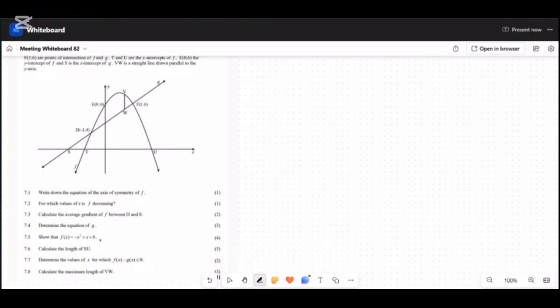All right. So determine the values of x for which f of x minus g of x is less than or equal to 0. What can you do here? They said determine that, and it's only 2 marks. That means there's not a lot of calculation required, because marks indicate the work that you need to do.